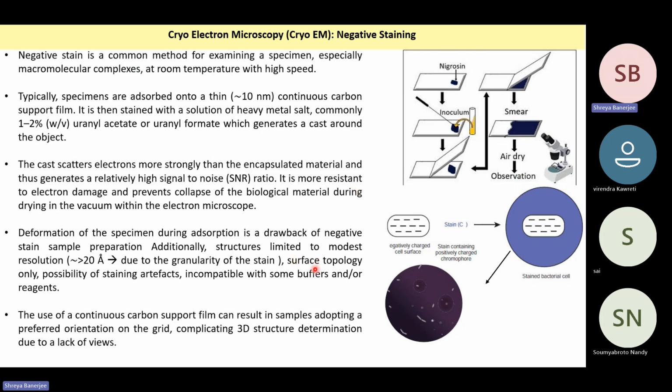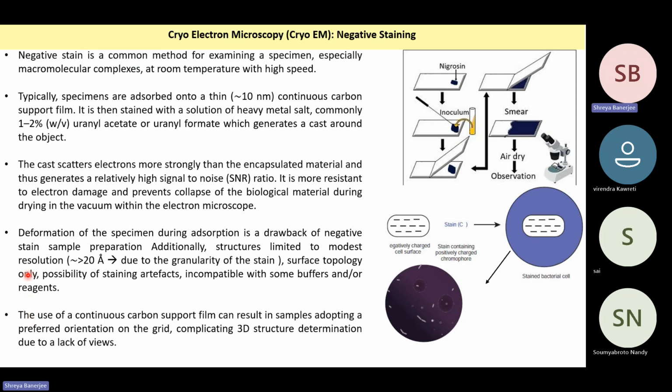And another thing is that the stain is incompatible with certain buffers and reagents. So suppose your protein or cell is stable only in that buffer and the stain is incompatible with that buffer, then you cannot use this method.